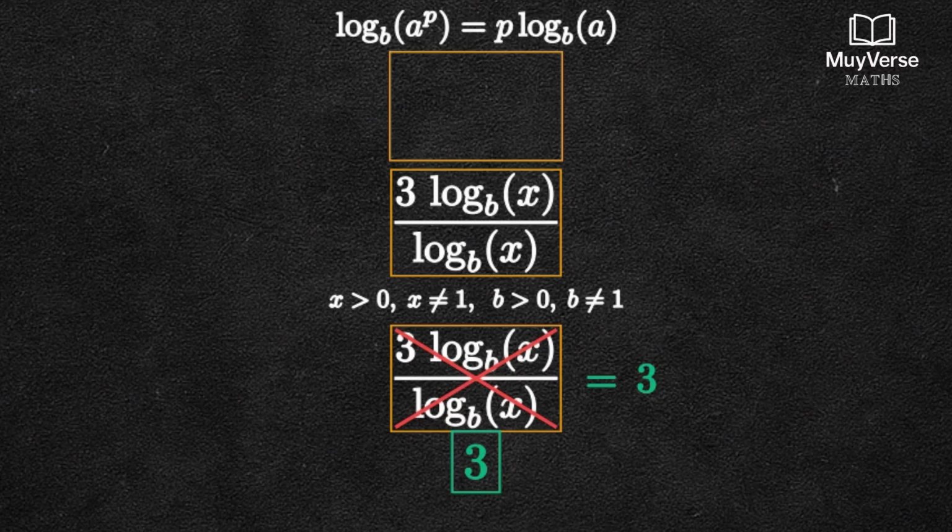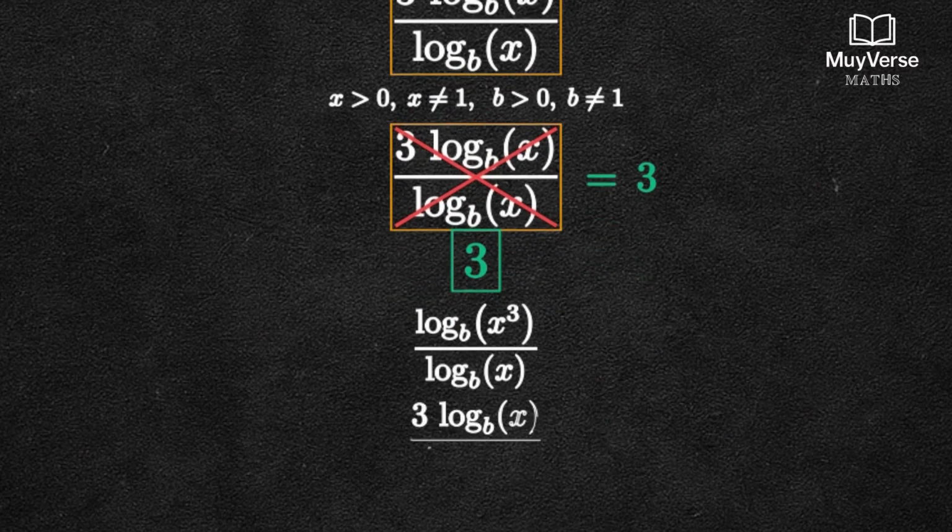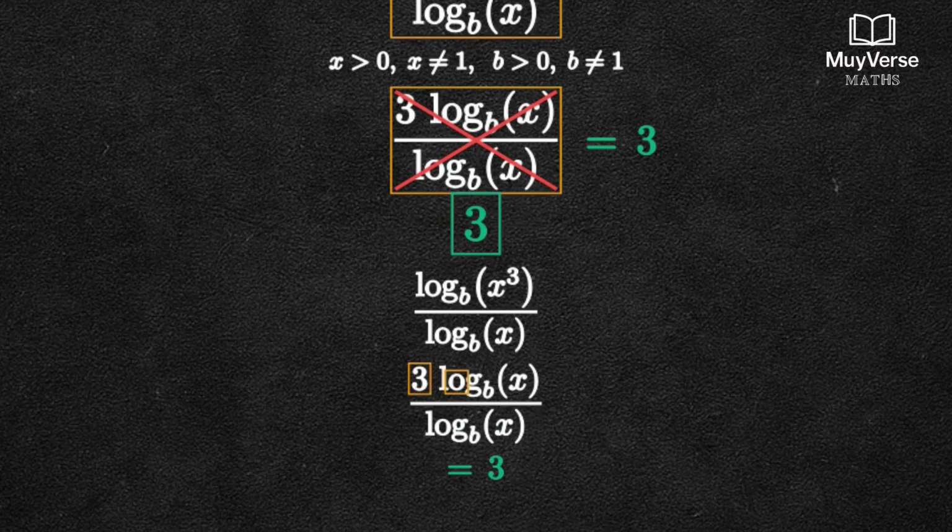Quick visual recap. Start with the original fraction. Use the power rule to pull the 3 down. Spot the common factor log base b of x. Cancel the common factor to get 3. Done.